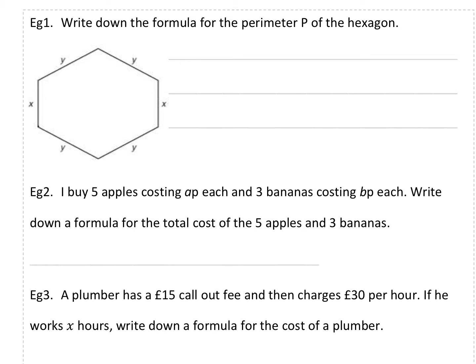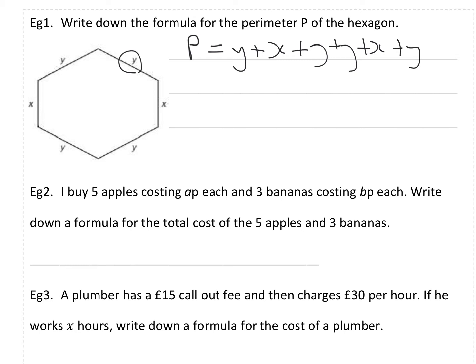Example 1. Write down the formula of the perimeter P of the hexagon. A formula will have a subject, that's what we're trying to work out. We're trying to work out the perimeter, so the formula will start as P equals. And then the perimeter of this shape we write down on the right hand side, and what is it? It's going to be those letters added together. So to make sure they don't overlap, I'm going to start here. Y plus X plus Y plus Y plus X plus Y.